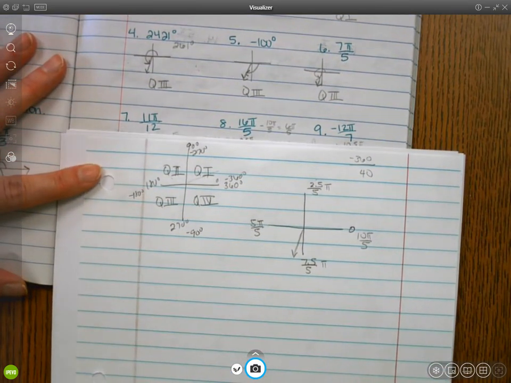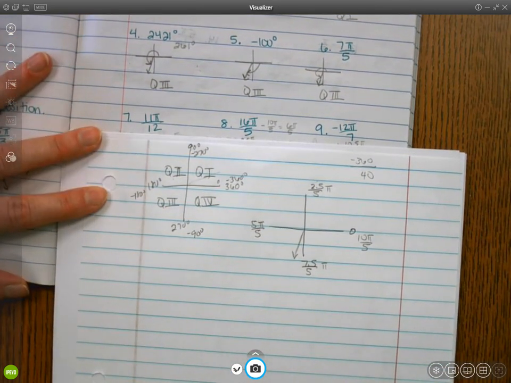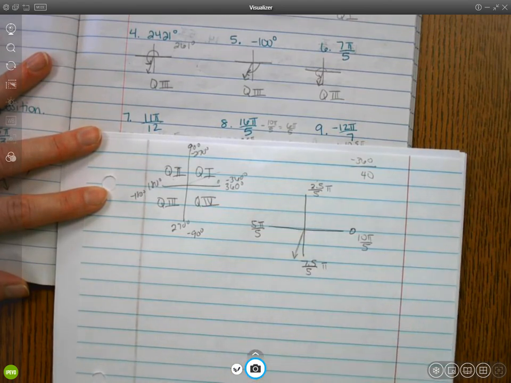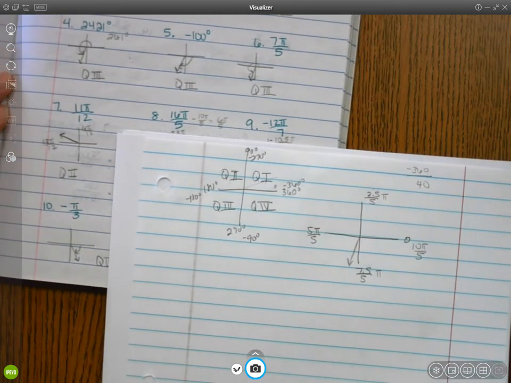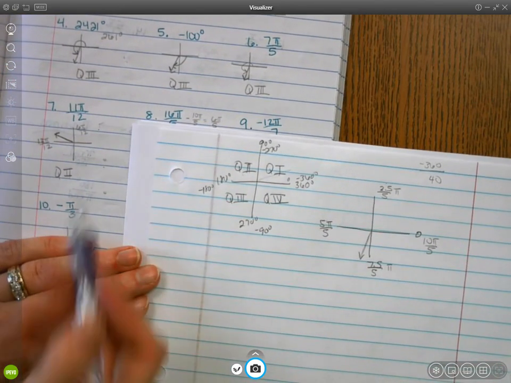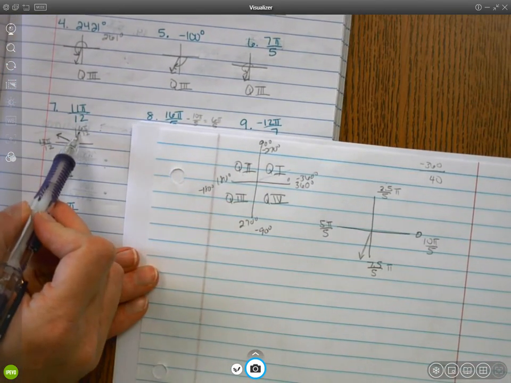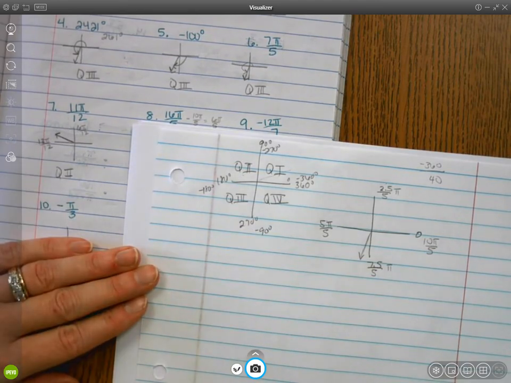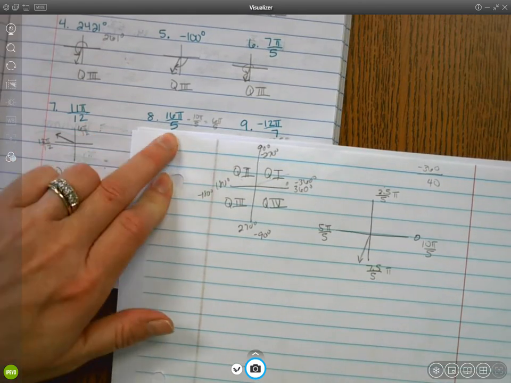So trying these. 11 pi over 12. Same thing. You've got to draw yourself a little picture using twelfths and figure out where you're going to land. I said half is 6 twelfths, a whole is 12 twelfths, 11 twelfths falls in between those. So quadrant 2.